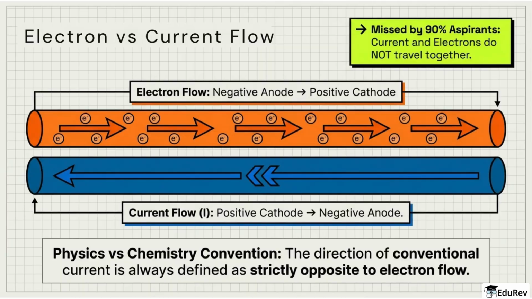Electron flow and current flow are not the same thing, and that difference matters a lot. Electrons move from the negative anode to the positive cathode. Conventional current is defined in the opposite direction, from positive cathode to negative anode. Here's a trap you need to be aware of. Current and electrons do not travel together. The direction of current is always opposite to the electron flow. That convention is not optional. It is fixed by physics.